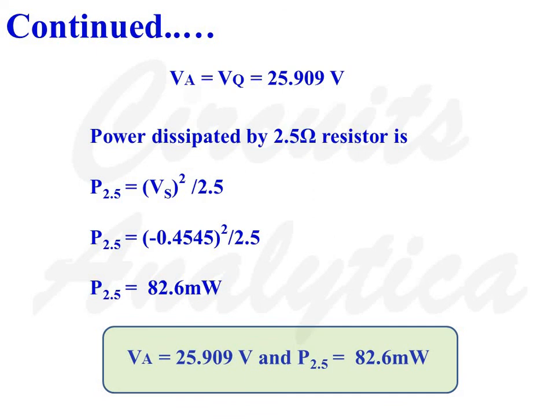Power dissipated by 2.5 ohm resistance is given as P2.5 is equal to Vs square divided by 2.5. So we will get P2.5 is equal to 82.6 milliwatts. So VA is equal to 25.909 volt and power dissipated by 2.5 ohm resistance is given as 82.6 milliwatts.